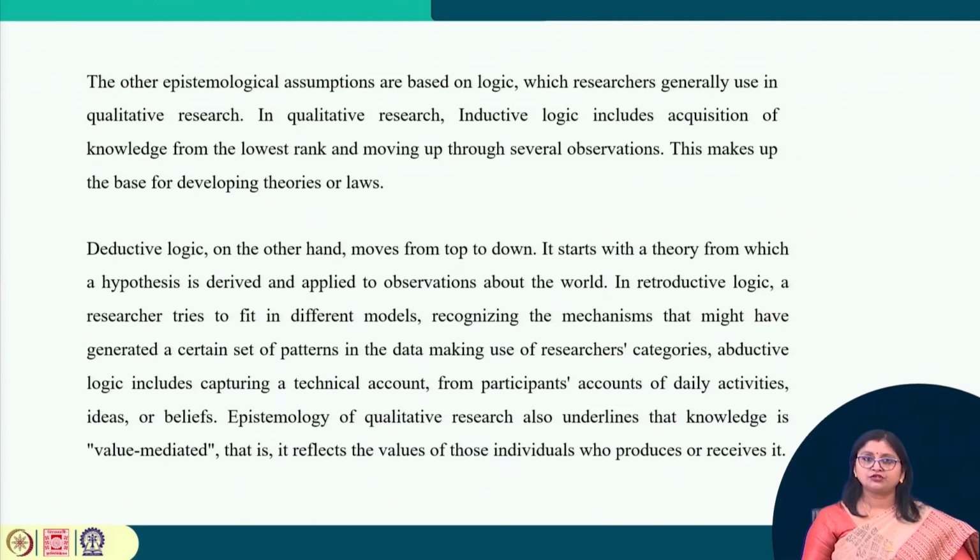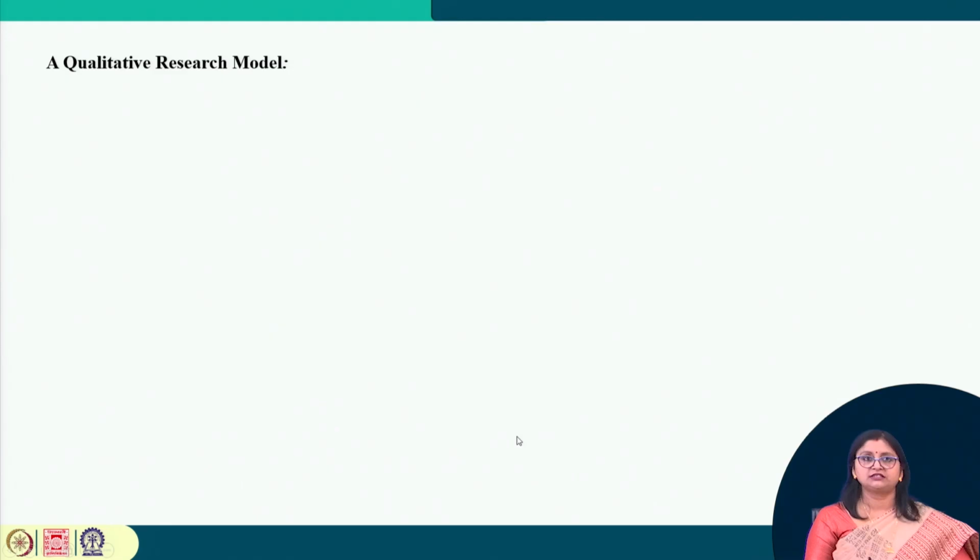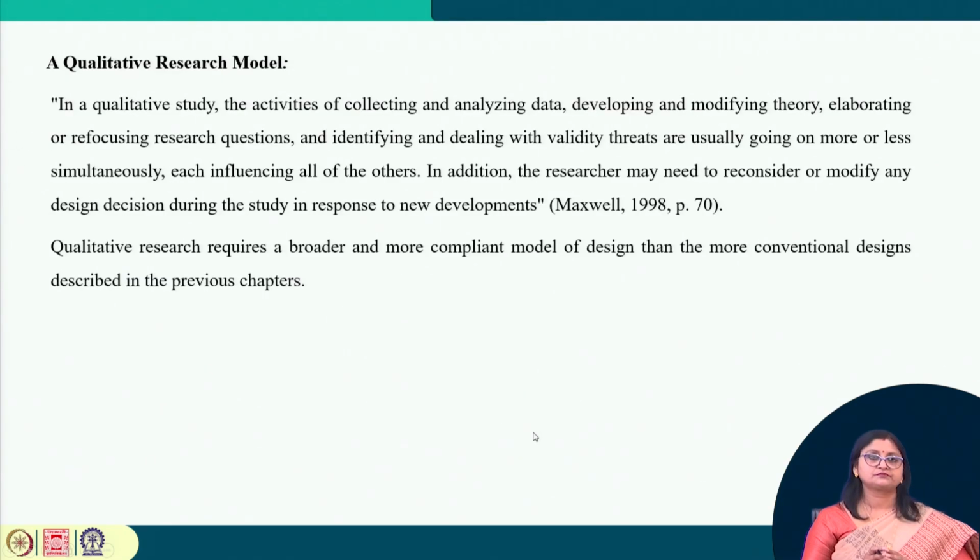So, epistemology of qualitative research also underlines that knowledge is value mediated. That is, it reflects the values of those individuals who produce or receive it. So, this knowledge is value mediated of that participant or the respondent.